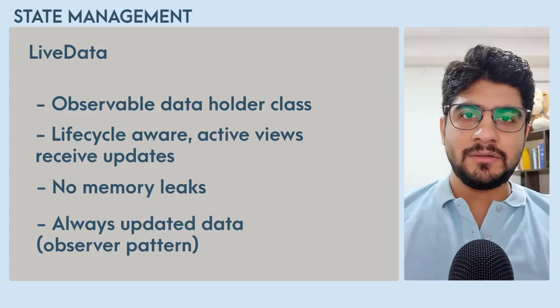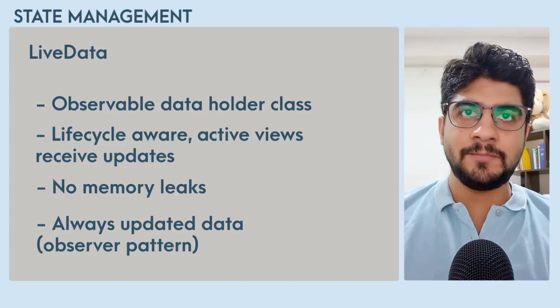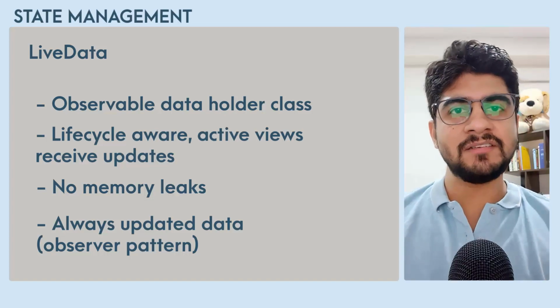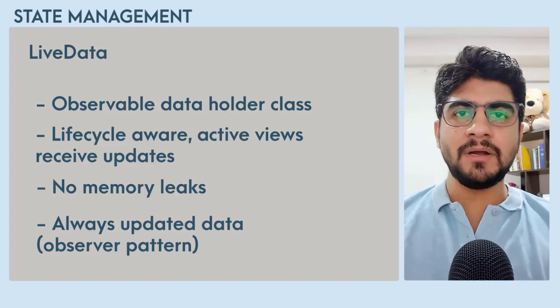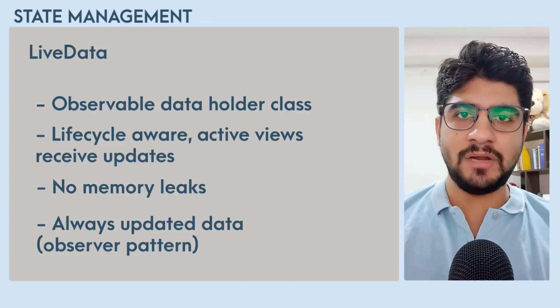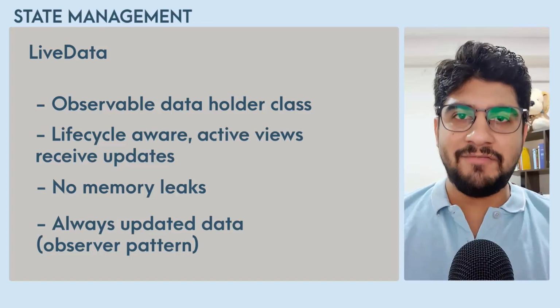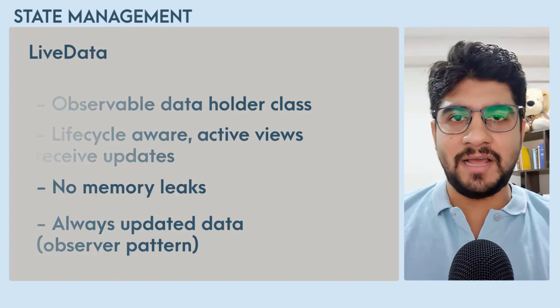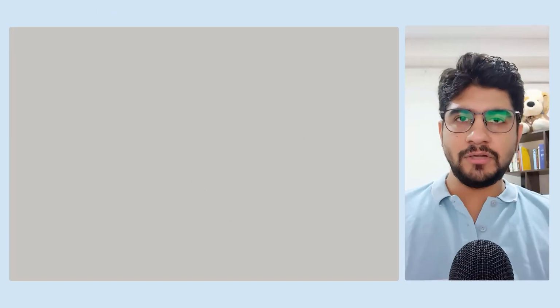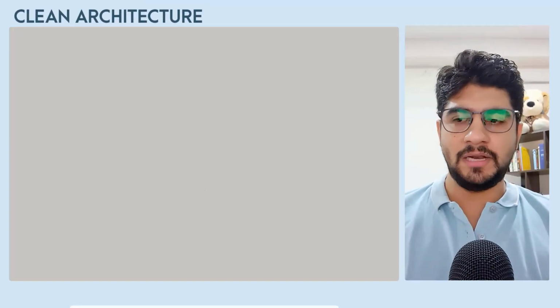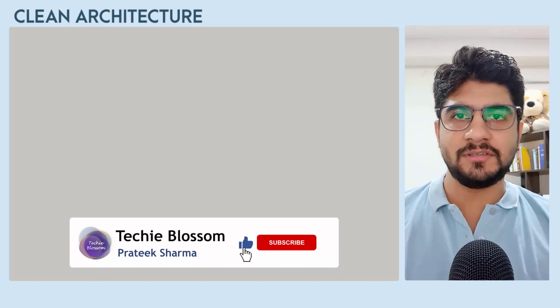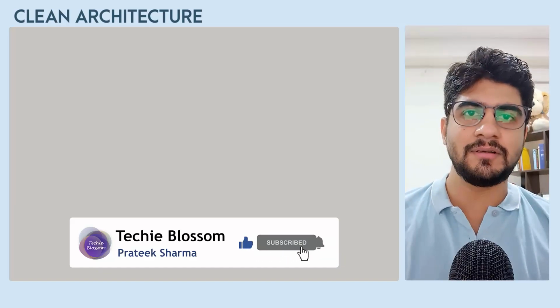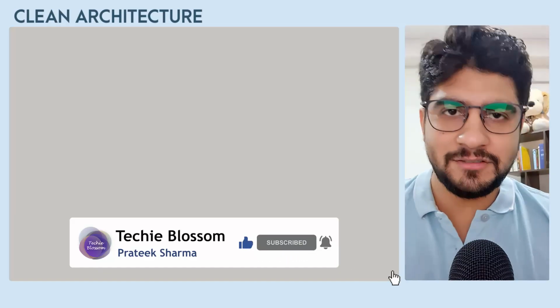Instead of live data, nowadays Kotlin Flow is also used. You can use both of them together in a single project, that's not a problem. But Kotlin Flow is more advanced than live data because it handles asynchronous operations as well. Live data is also lifecycle aware like your view models. So now that you know about view model, live data, database calls, network calls, background tasks, let's move to clean architecture.